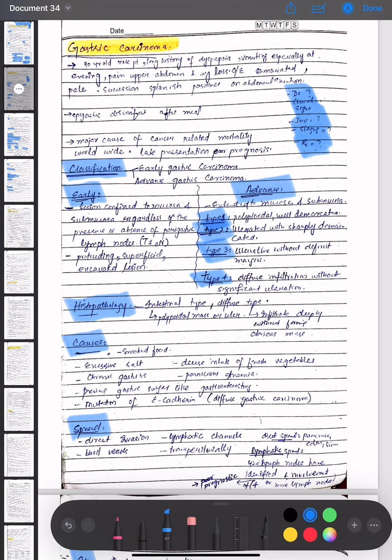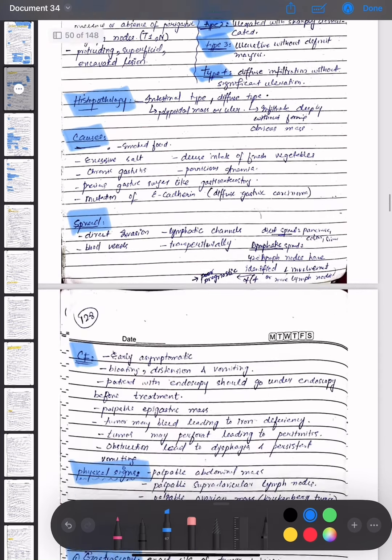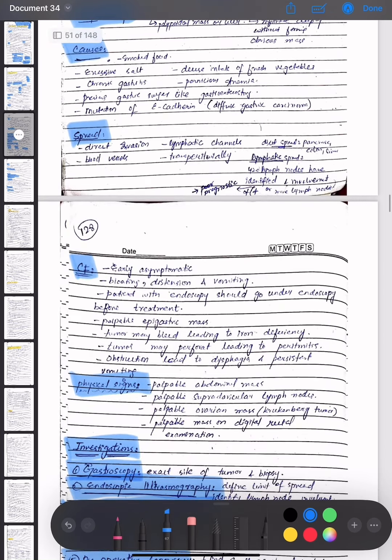Then we discussed the classification, which is early gastric carcinoma and advanced gastric carcinoma. What are the features of early and advanced? Then what are the types in advanced? That is type 1, 2, 3, and 4. Then what is the histopathology? Then what are the causes? What are the spread options? These are the direct and the lymphatic spread.